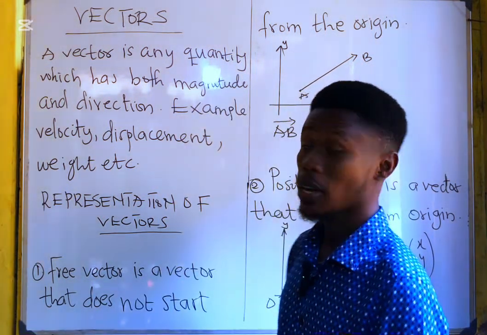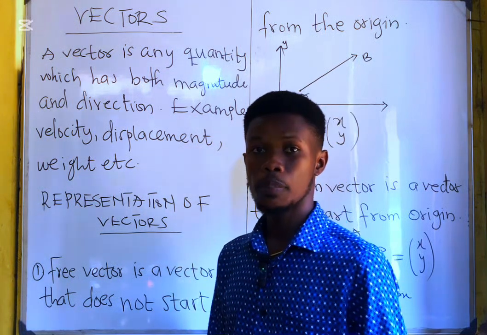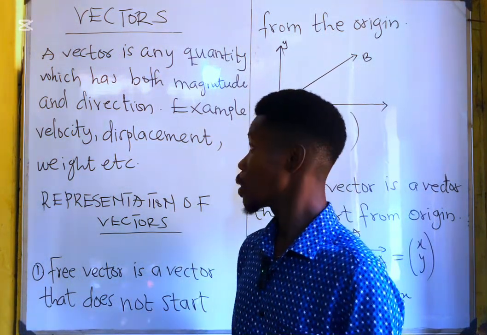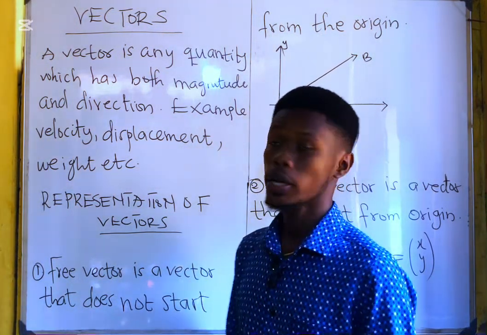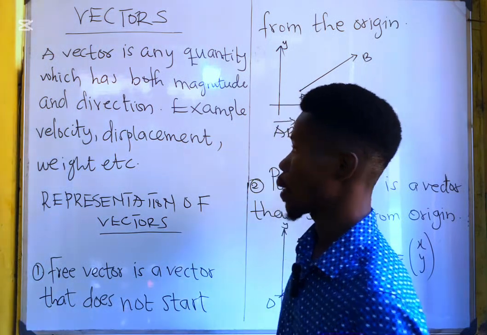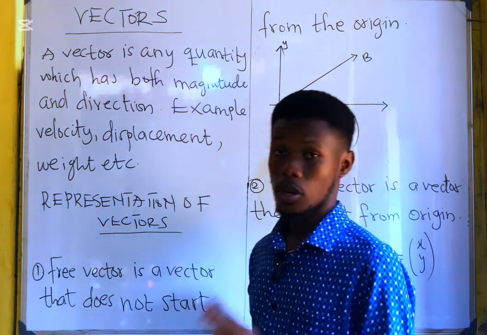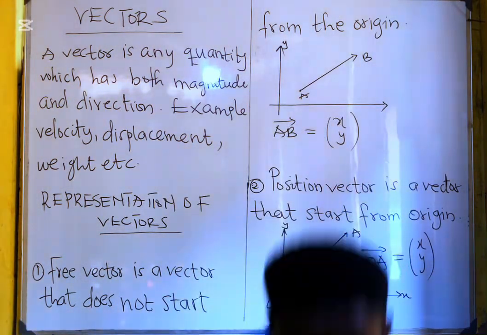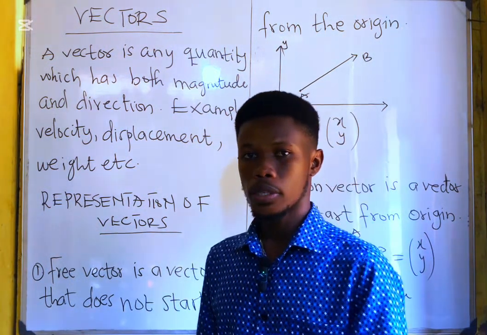All right, so we are going to look at vectors. We have already looked at bearing. Now we are looking at vectors. And we said that a vector is any quantity which has what? Both magnitude and what? Direction. Which have both magnitude and direction.